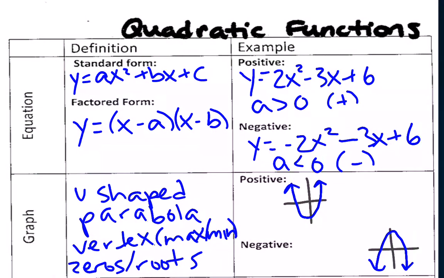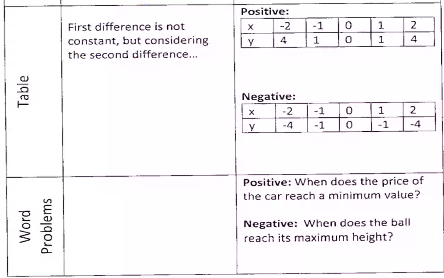Remember that? Okay, what I want you to really pay attention to is the stuff with the table, okay? When we look at a table and we look for a first difference, it's not going to be constant. But when we look at the second difference, it is a constant. Okay, and we haven't done this before, so really pay attention.